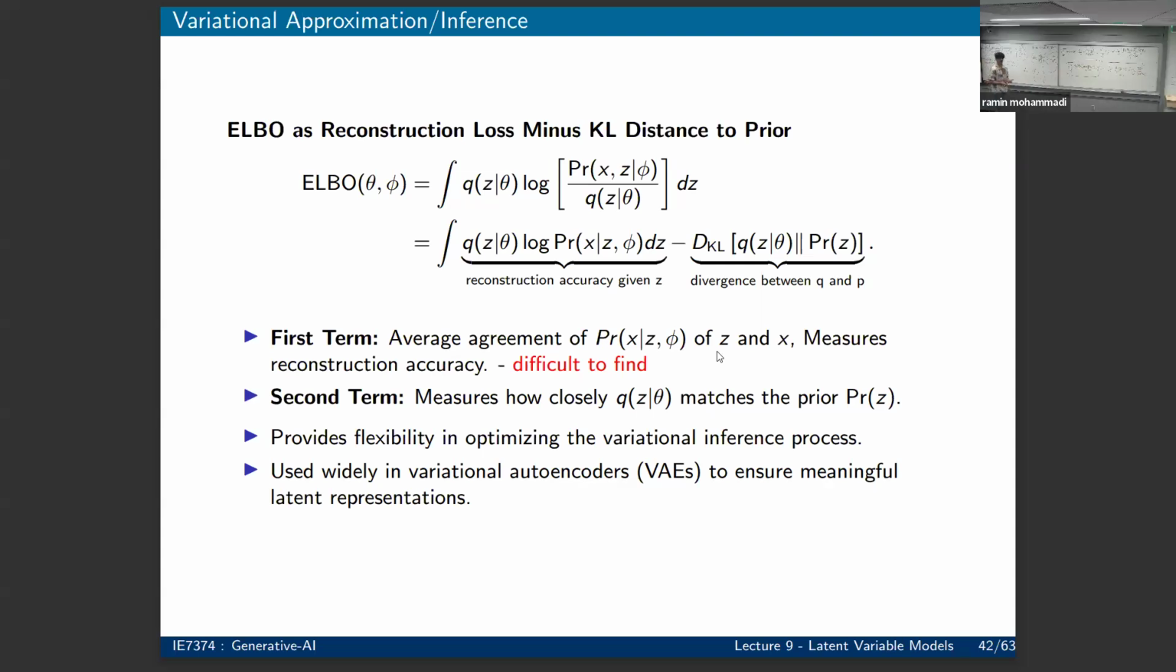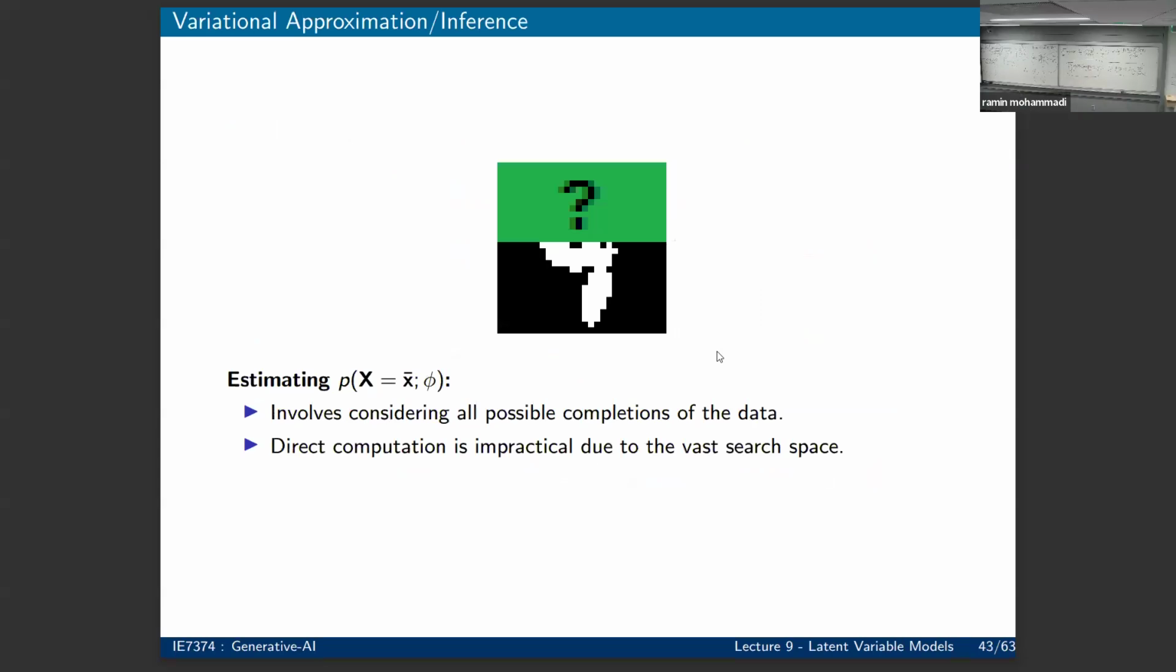Now, there are challenges again here. Anytime you go over Z, or technically integrate over Z, it becomes challenging because you need to go over all possible scenarios. And the second term just measures how closely these two terms match together. So this is like the third definition. Now, if we go back to the example where we are trying to find these missing pixels, the reality is that it's challenging. The direct computation of these missing pixels is not straightforward. It's going to be expensive.